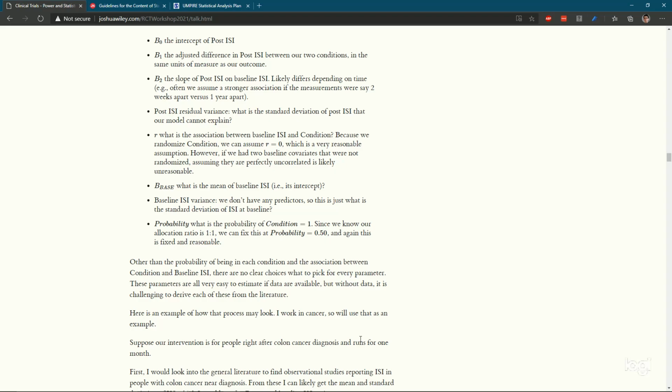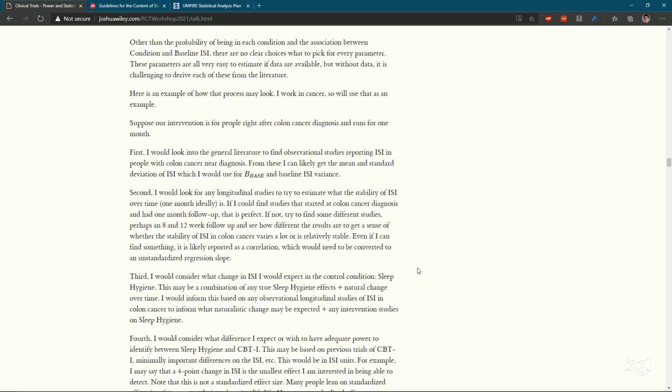Now, these parameters are all very easy to estimate if data are available. They're things like standard deviations, variances, mean, a regression slope. But without data, it gets a little bit more challenging to derive each of these from the literature. And here's just an example of how this process might look. I work in cancer, so I'll use that as an example. Suppose I'm going to do this RCT, this one that we talked about here, and I'm doing it for people with colon cancer right after diagnosis, and it's going to run for 1 month.